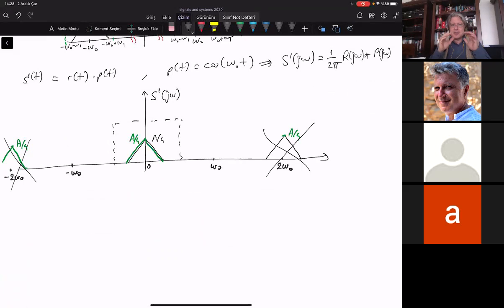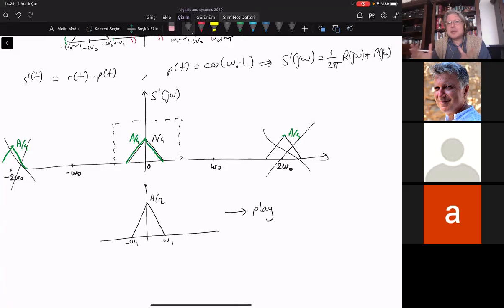But around omega 0, around 0 frequency, I apply a low pass filter, the dashed low pass filter, and it will make twice of the triangle with a peak of A over 2 from minus omega 1 to omega 1. And then I play it. So the demodulation is also obtained by modulation again, another multiplication at exactly the same frequency. Okay, this is called double sideband modulation. And there is no carrier, only the signal is over there.